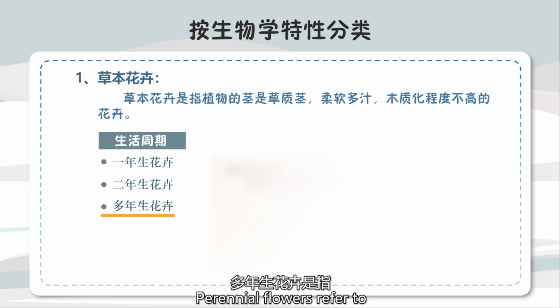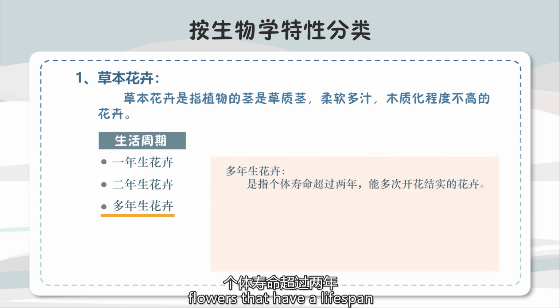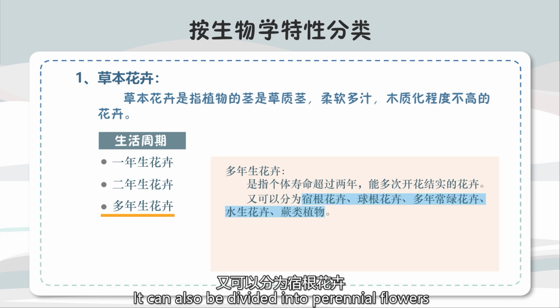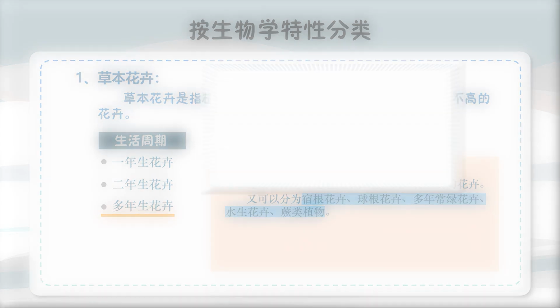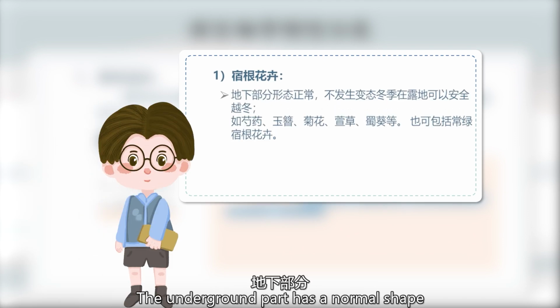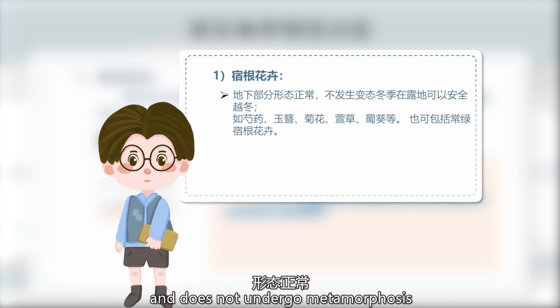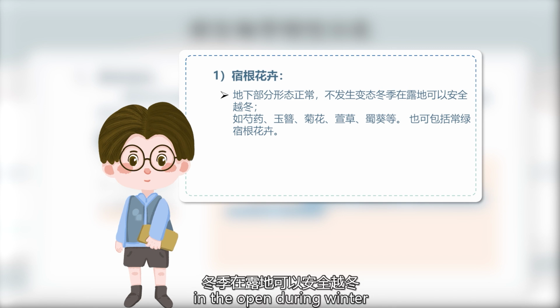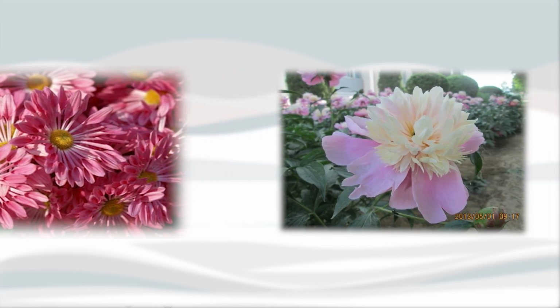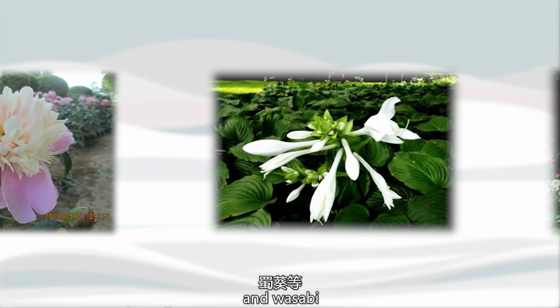Third, perennial flowers refer to flowers that have a lifespan of over 2 years and can bloom and bear fruit multiple times. It can also be divided into perennial flowers, bulbous flowers, perennial evergreen flowers, aquatic flowers, and ferns. First, perennial flowers, the underground part has a normal shape and does not undergo metamorphosis. They can safely overwinter in the open during winter, such as peonies, jade hairpins, chrysanthemums, lilies, and wasabi.